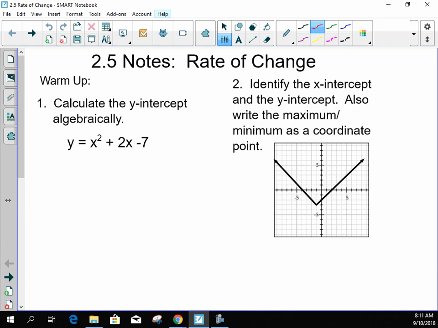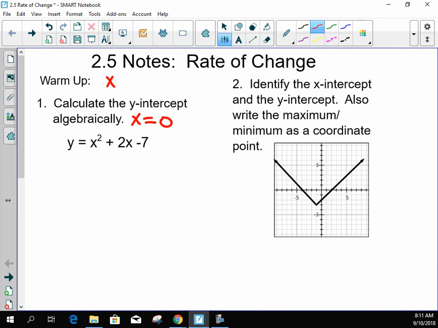How do I calculate the y-intercept, kids? The y-intercept, what is 0? Say it like you mean it. The y-intercept, what is 0? X. Yes, x is 0. So in order to calculate this algebraically, I make x 0.